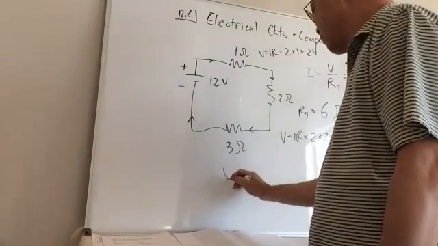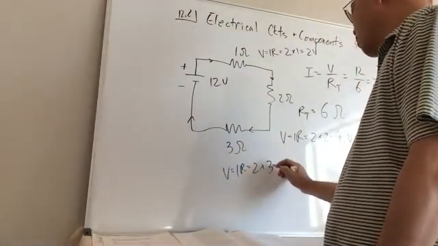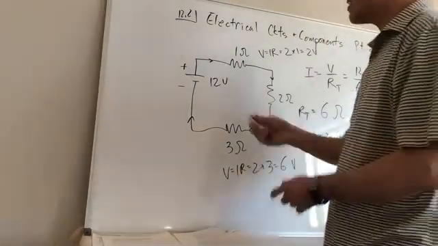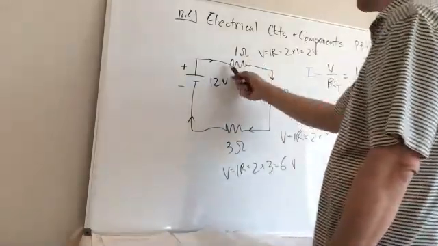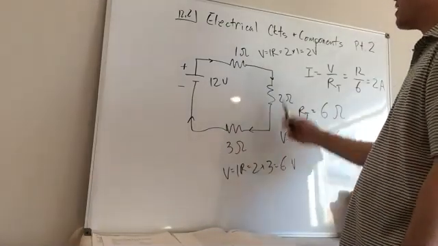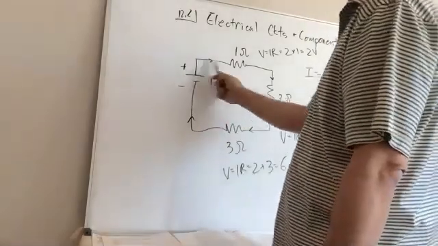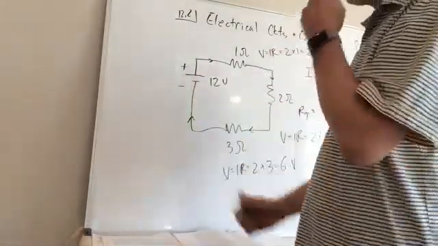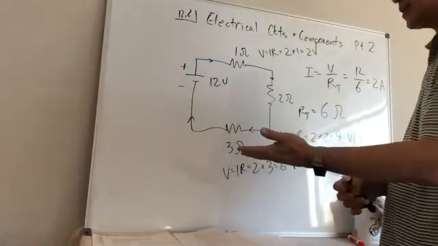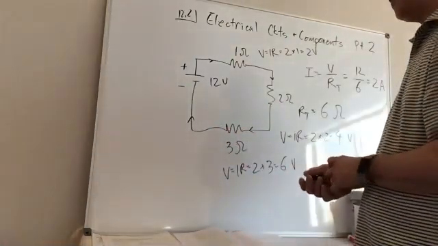Over here, my voltage is going to be IR again, but it's 2 times 3 ohms, which is 6 volts. So I started with 12, I lost 2 volts here, 4 volts here, and then 6 volts here, which makes sense. If you add 2, 4, and 6, they total 12 volts. So this is how you would look at a series circuit.